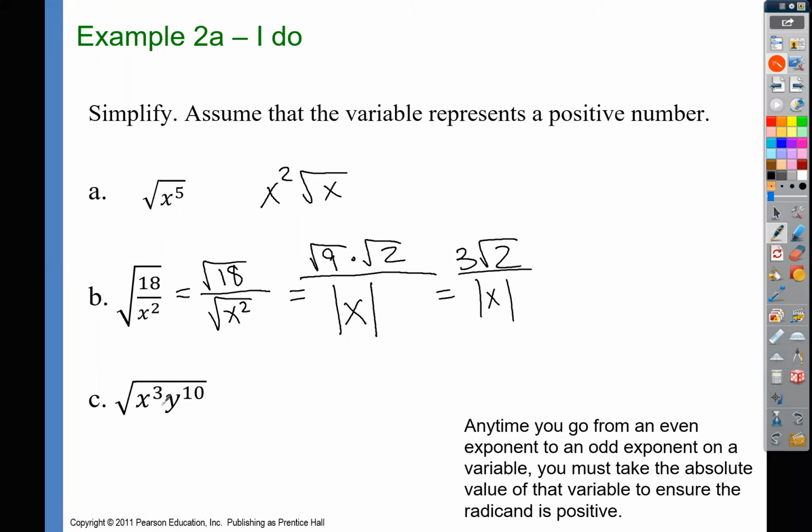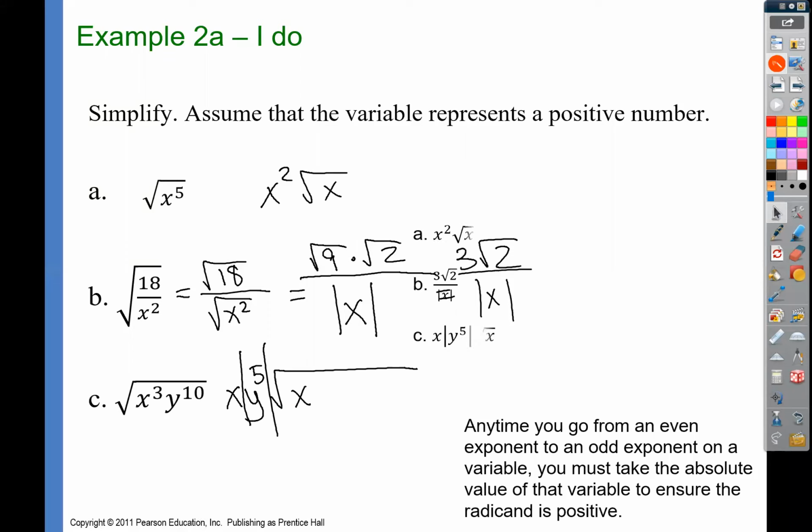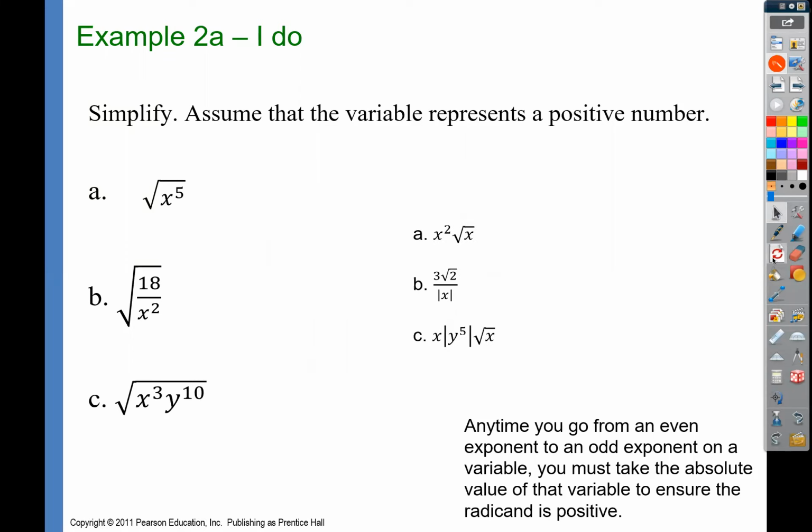Okay, so let's do C. All right, how many times can 2 go into 3? 1 time with 1 left over. How many times can 2 go into 10? 5 times with none left over. Now we look and see you're going from an even to an odd exponent, so I only take the absolute value on that y. So those are my final answers.